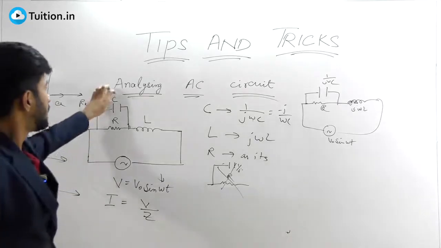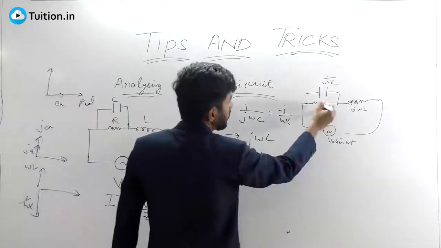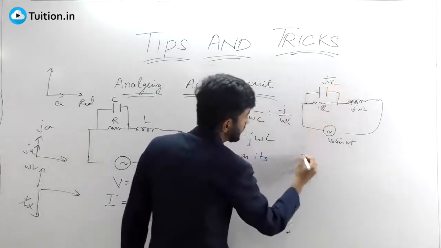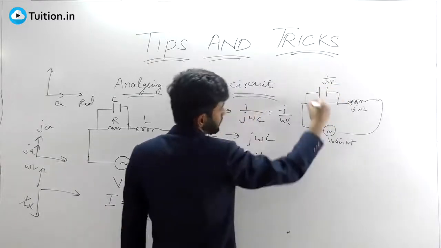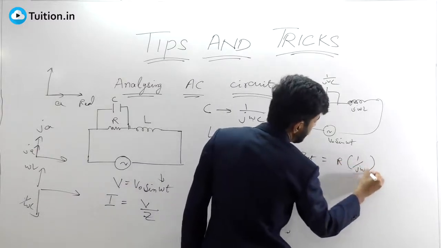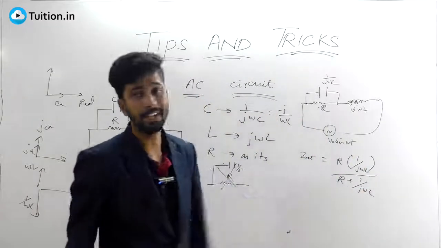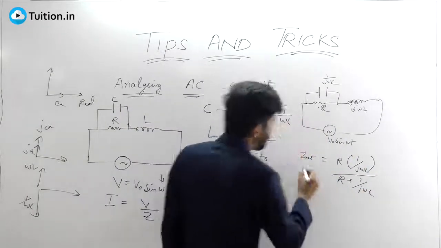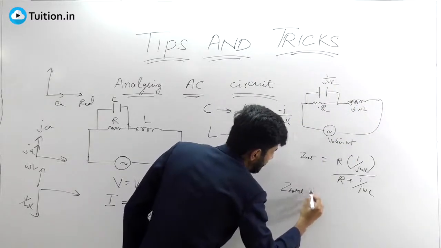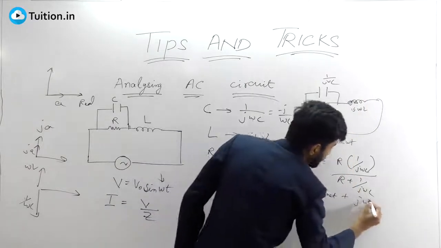Now you will have to calculate the net impedance here, right. You have R and 1 by j omega C. So your net impedance in this part, Z net, is nothing but R into 1 by j omega C divided by R plus 1 by j omega C. This will be your Z net, right. And if you need the entire impedance Z total, then that will be nothing but Z net plus j omega L, right, plus j omega L.